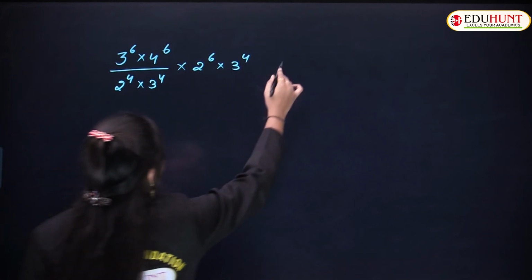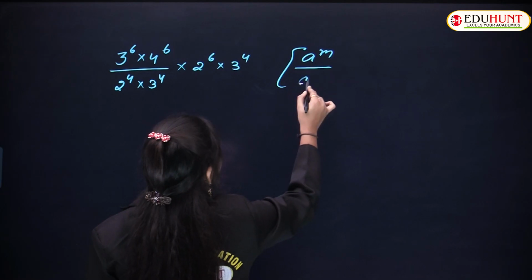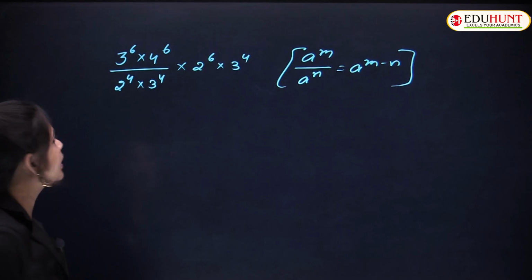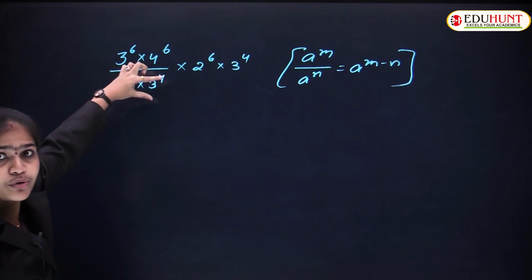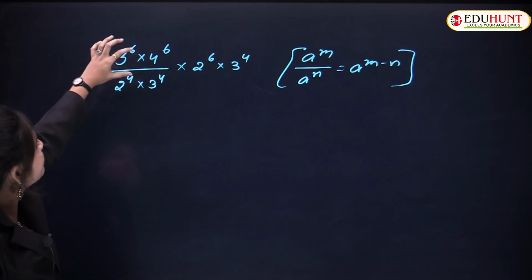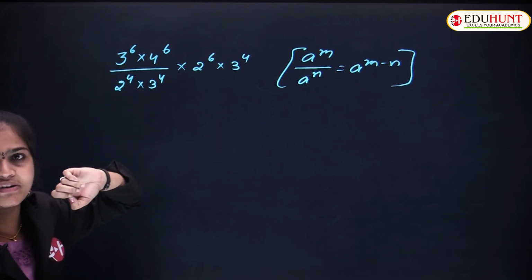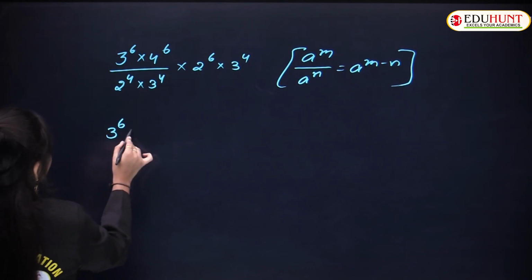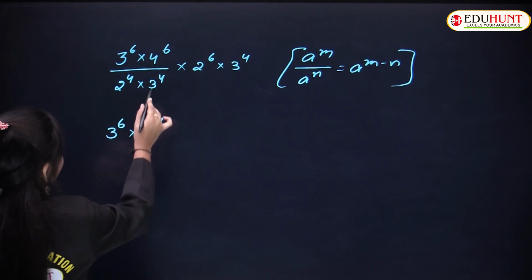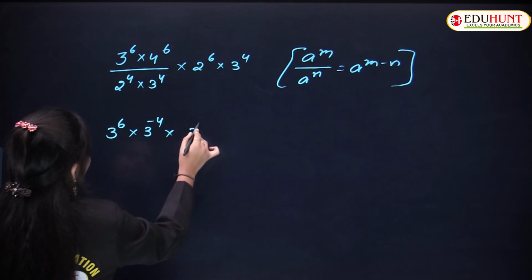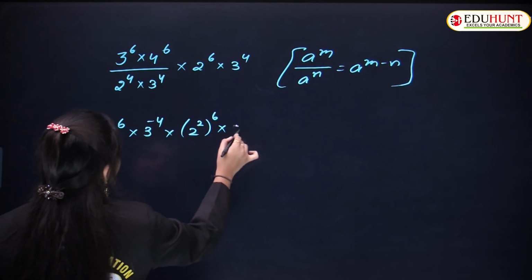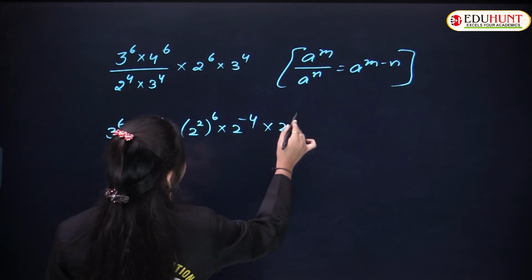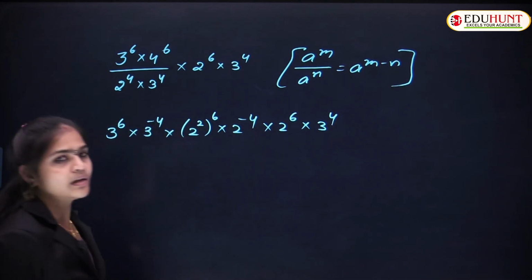Now apply the formula a power m by a power n is equal to a power m minus n. Why? Because here 3 power 6 is there, here 3 power 4 is there, and 4 power 6 is there. 4 power 6 we can write as 2 square whole power 6. Now see here: 3 power 6 into 3 power minus 4, into 2 square whole power 6 into 2 power minus 4, into 2 power minus 4 into 2 power 6 into 3 power 4. Am I clear?